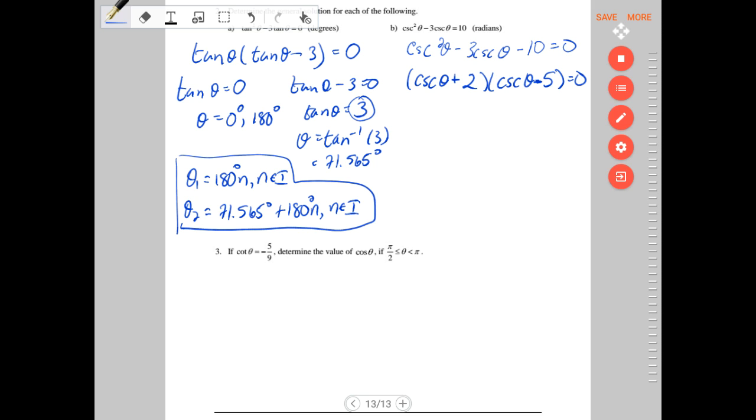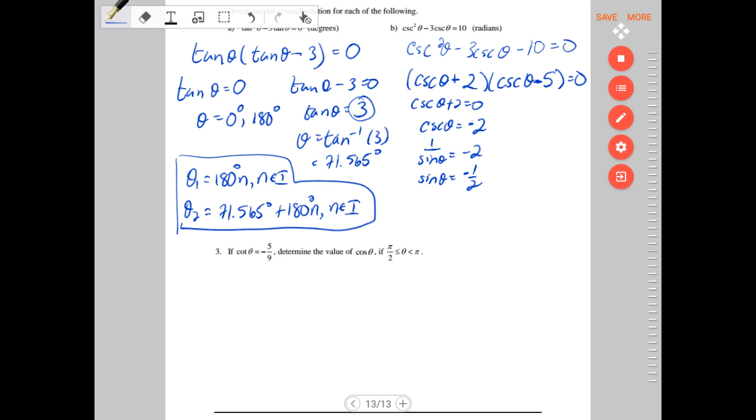All right, so we now have cosecant theta plus 2 equals 0, which gives me cosecant theta equals negative 2. Remember that cosecant is the reciprocal of sine, so we have 1 over sine theta equals negative 2. Take the reciprocal of both sides. Sine theta equals negative 1/2.